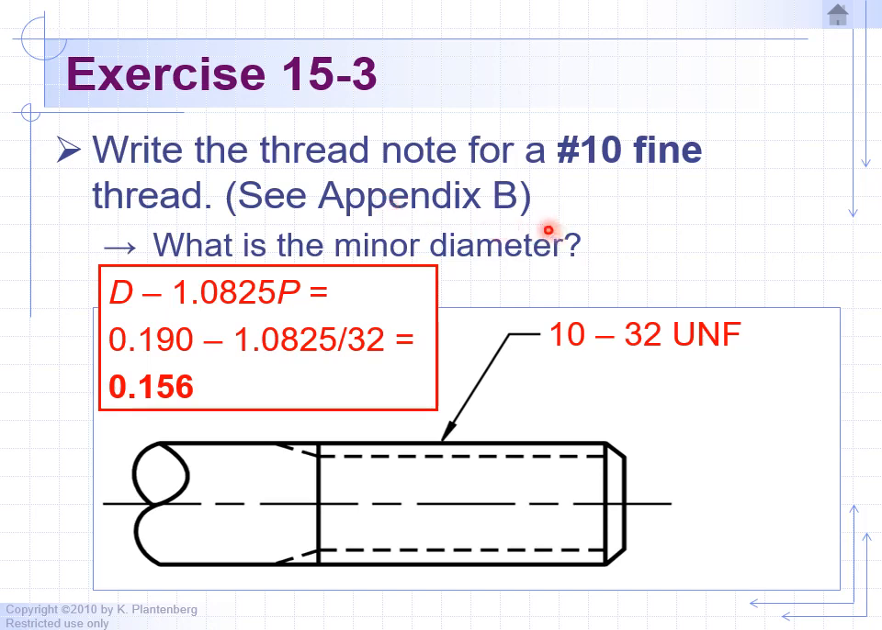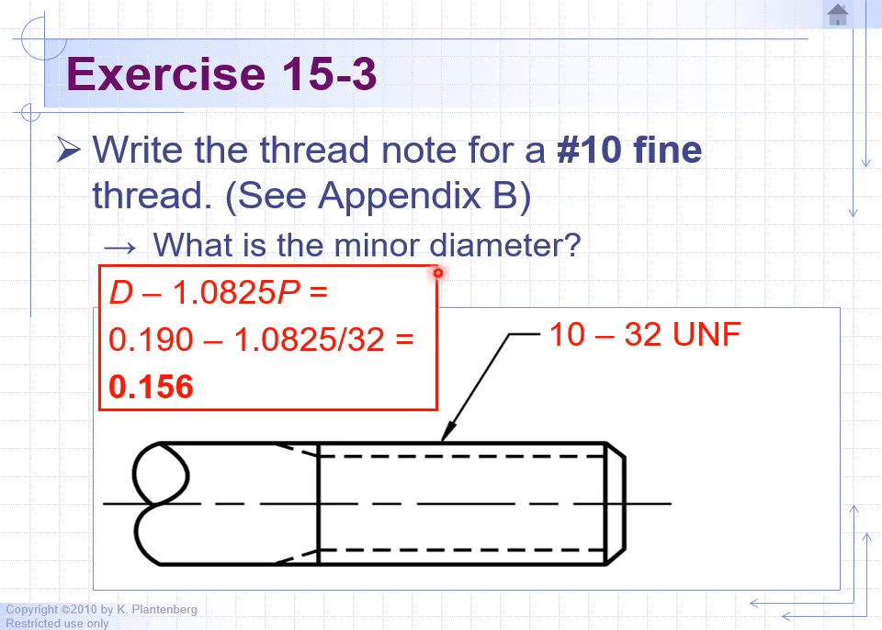Okay, so for your homework, you're going to be using this formula. Just for practice on how to call out threads, we're going to be calculating minor diameter. Again, chances are you'll never have to do this out in the real world, but this is good practice on how to look up threads on the table.